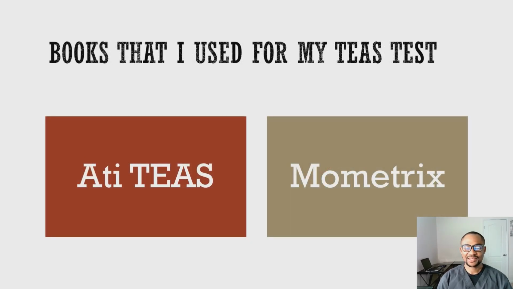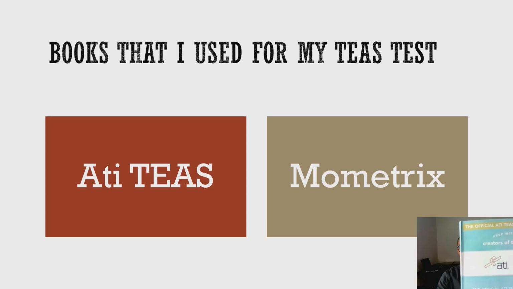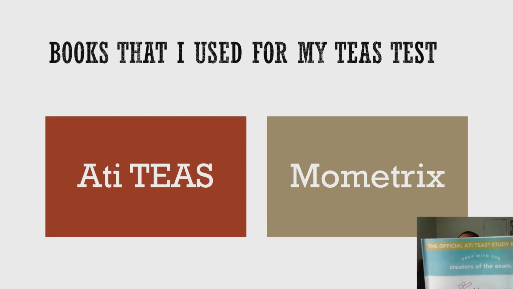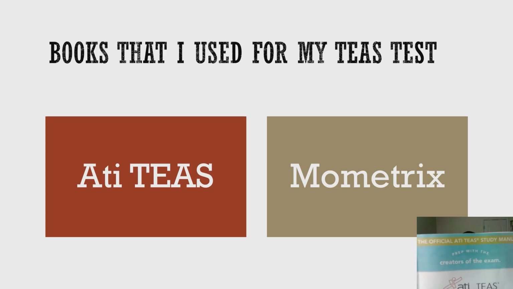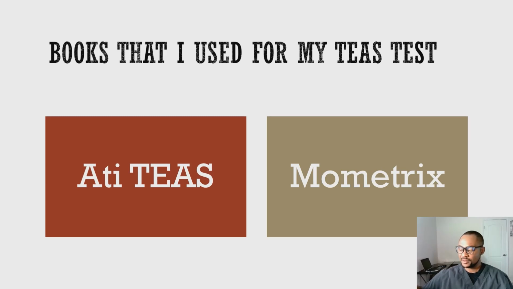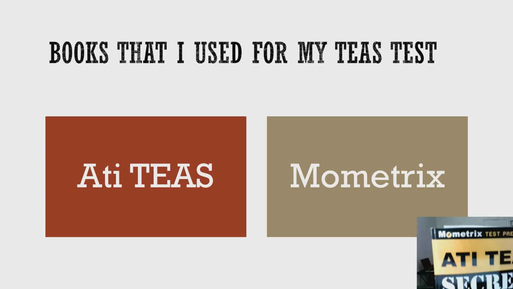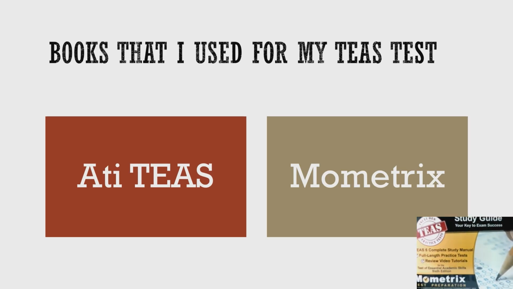So I will show you the books I used for my own TEAS test. If you look closely, you will see this is the first book I used, ATI TEAS. This textbook, I ordered it from ATI themselves. And also the Mometrix. Look at the Mometrix. It's yellow in color. If you look at it, you will see Mometrix.